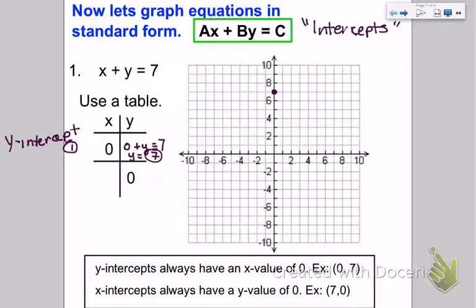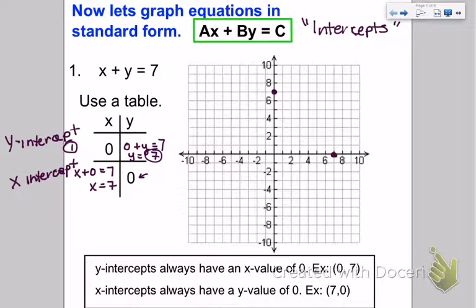The second part, I am going to plug in 0 for y. So I get x plus 0 equals 7. Therefore, x is equal to 7. And that is what we call the x-intercept. So let's go ahead and plot that. x is 7 and y is 0.